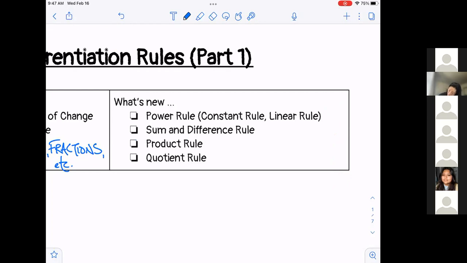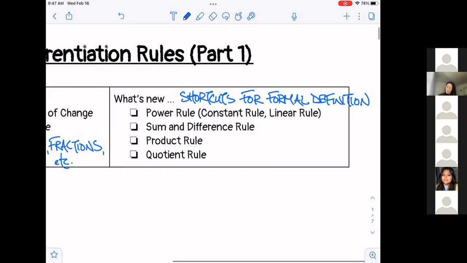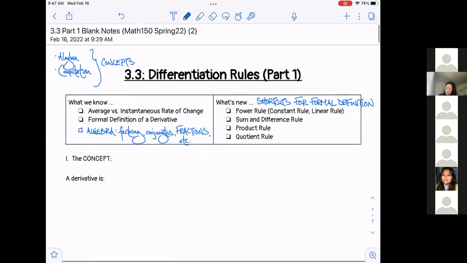These rules are all shortcuts for the formal definition. The formal definition that we saw on Monday, everything that we're learning now is a shortcut for that. Now, some of us who've seen calculus before, power rule, we're like, oh yeah, we know that one. Sum and difference, we know that one. Sometimes we get a little hung up on the product and quotient rule.